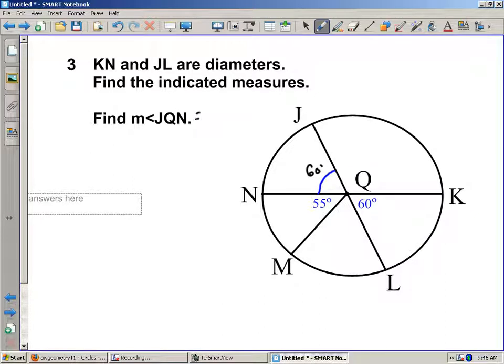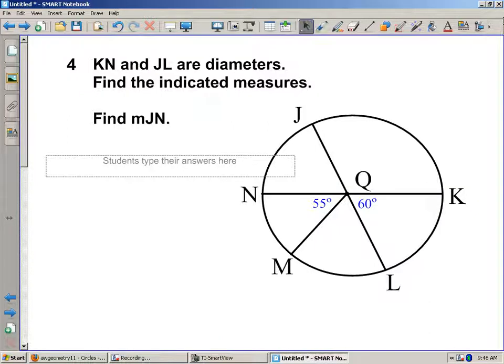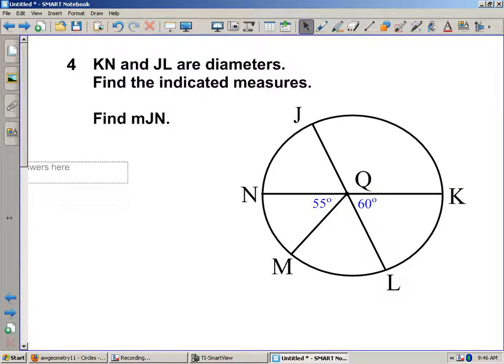So now we're asking for what is the measure of arc JN. And so we're looking for this arc right here. We just said this angle is 60 degrees from the previous problem. So since the central angle is 60 degrees, what's the measure of the arc? Well, hopefully you can see it's also 60 degrees.